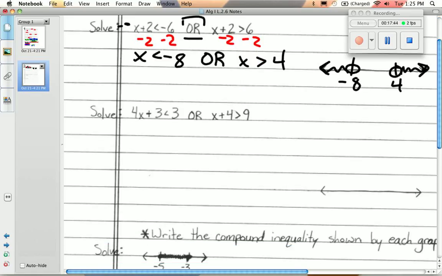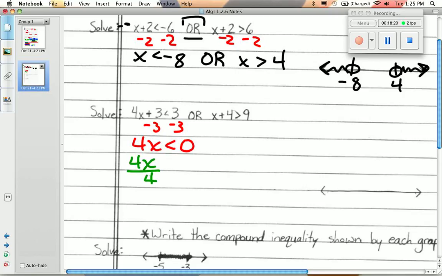Okay, notice the next one that we have to solve: 4x plus 3 is less than 3, or x plus 4 is greater than 9. Is this one of those situations where the algebraic expressions on the left side don't match? Yeah. And the 3 and the 9 are opposites of each other? No solution. You think this is going to be no solution then? Yeah, because if you solve the first one, it comes out to 4x is less than 0. So that means no solution? No. Finish.